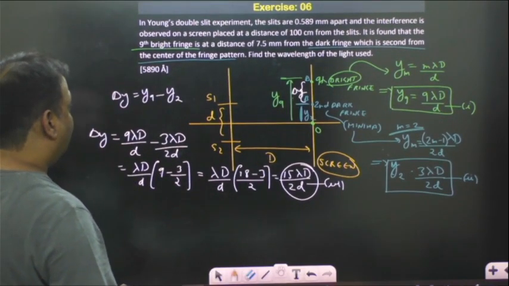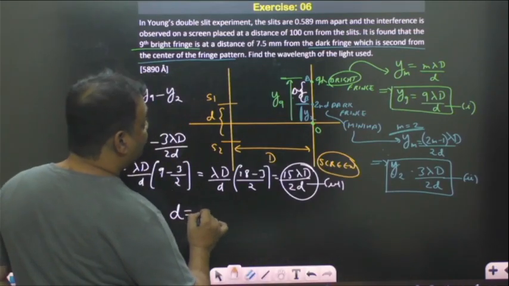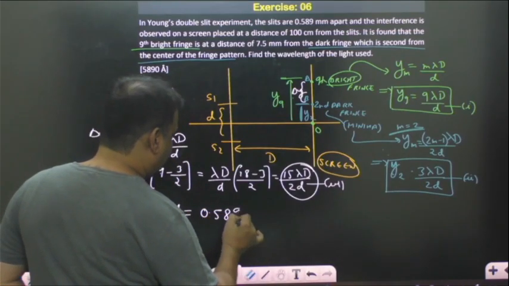Now you are given the value of small d. The distance between the slits is how much? 0.589 millimeter.